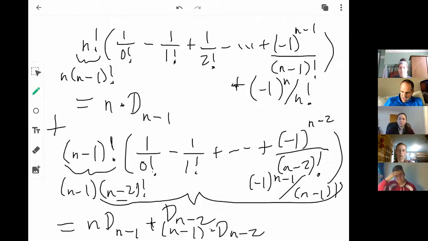And miraculously, what happens if I distribute the n minus 1 factorial and the n factorial? I end up with minus 1 to the n plus minus 1 to the n minus 1, and those are of opposite sign, so they cancel. That makes sense? So what you end up showing is that this thing is actually equal to dn plus dn minus 1.